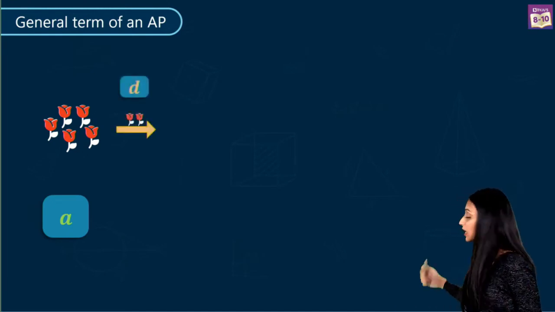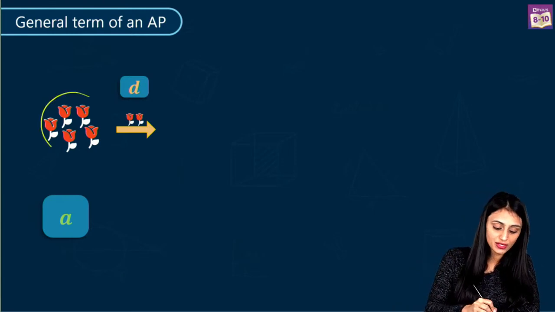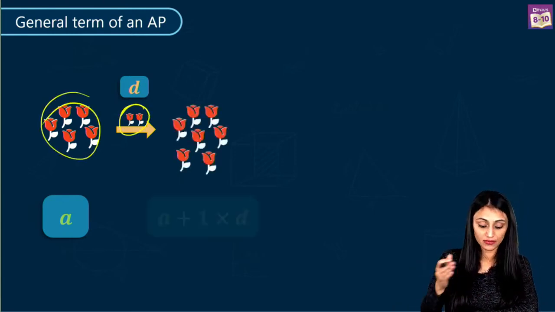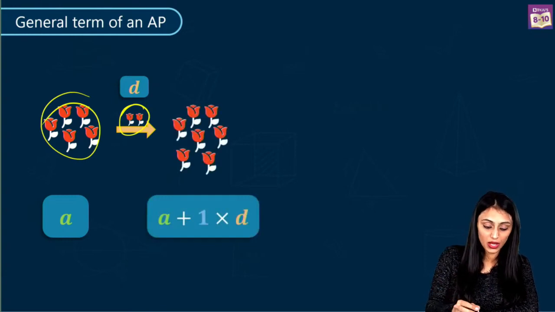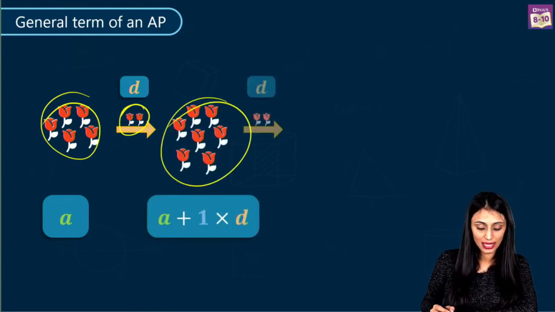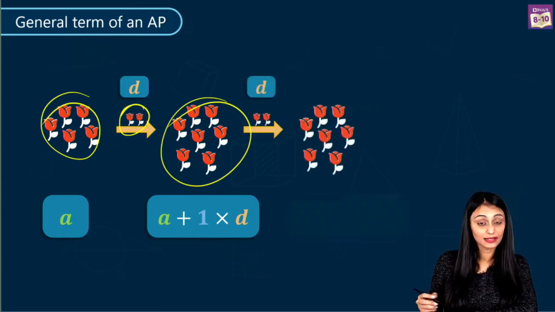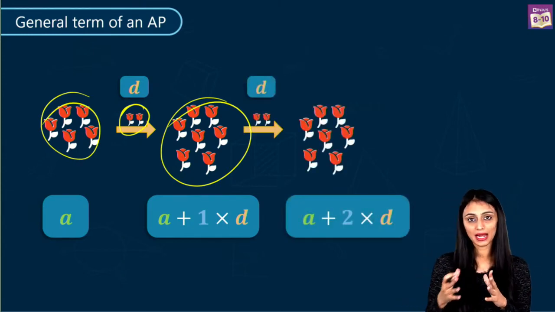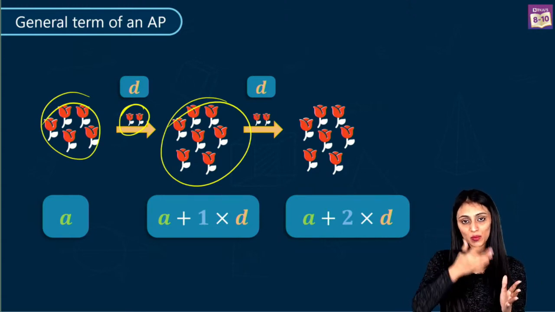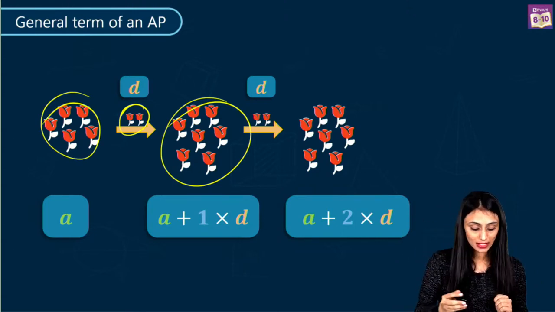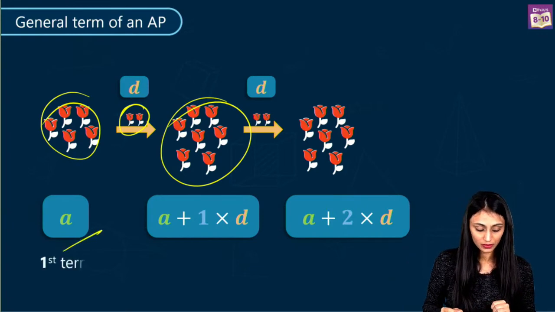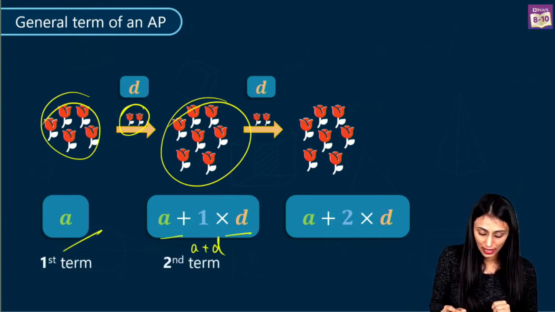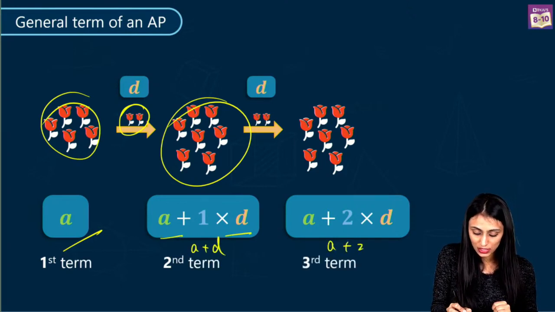Like take a look here. These flowers over here, this is representing A. That's my first term. And this is representing the common difference. If I add this to the first term, we get our next term, right? Again, I add the common difference, I get the next term. So here what we see is that if we keep on adding this common difference to the previous term, we get the next term. Now you can see that here the first term is A, right? The second term is A plus D. I can write it this way. And the third term over here is A plus 2D.